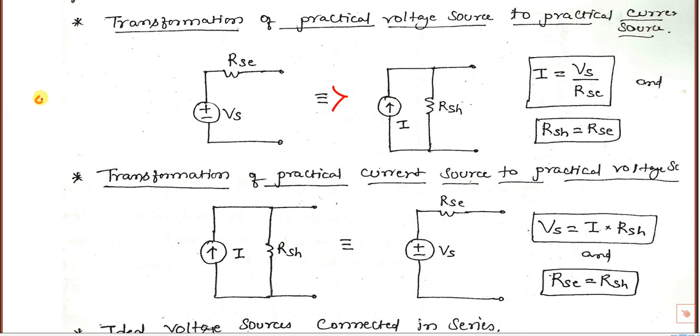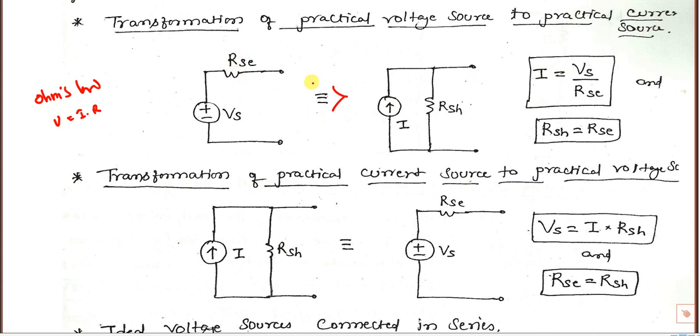Remember Ohm's law. Ohm's law states that V is proportional to I, or V is equal to IR. You have to remember this. So what is I? I is equal to V by R. The source voltage divided by the series internal resistance. That is the value of I you have to write.